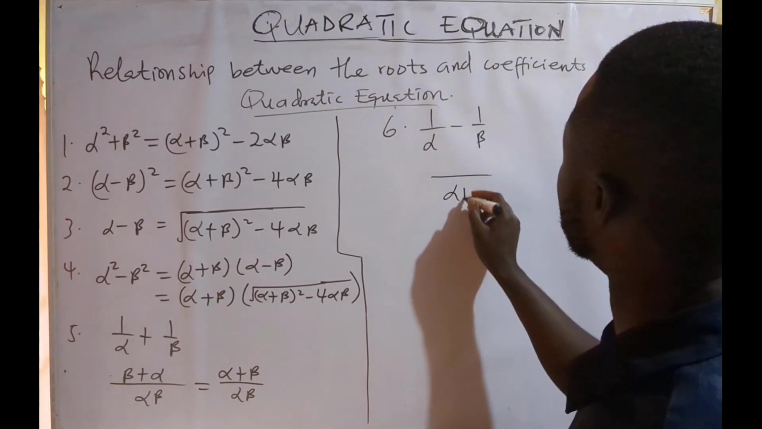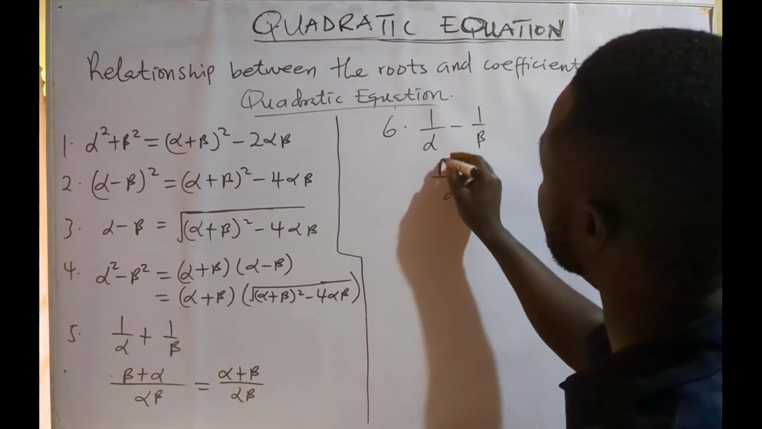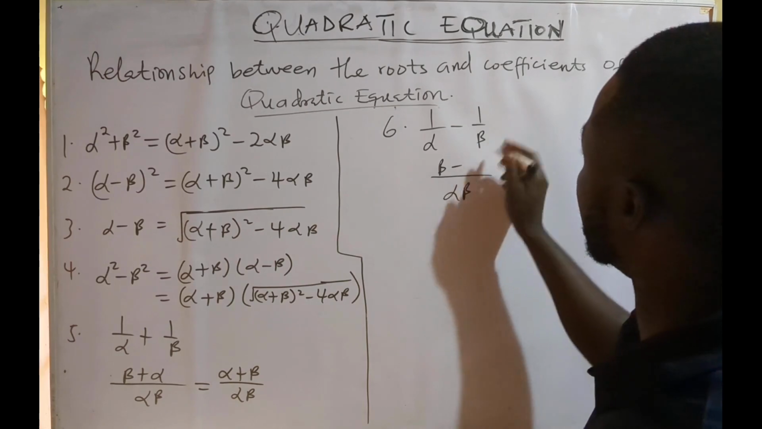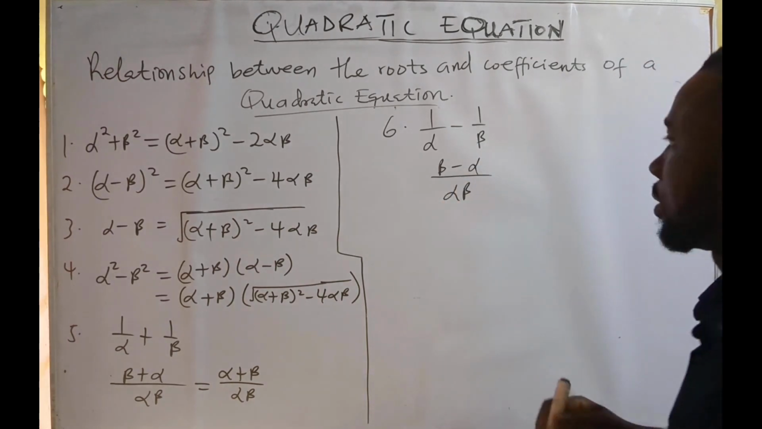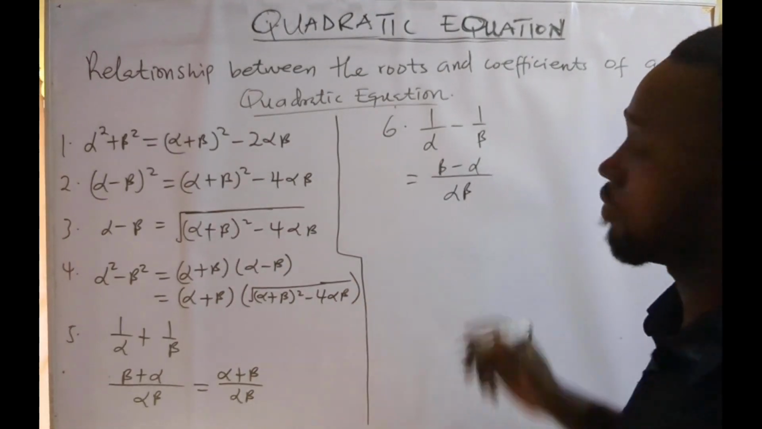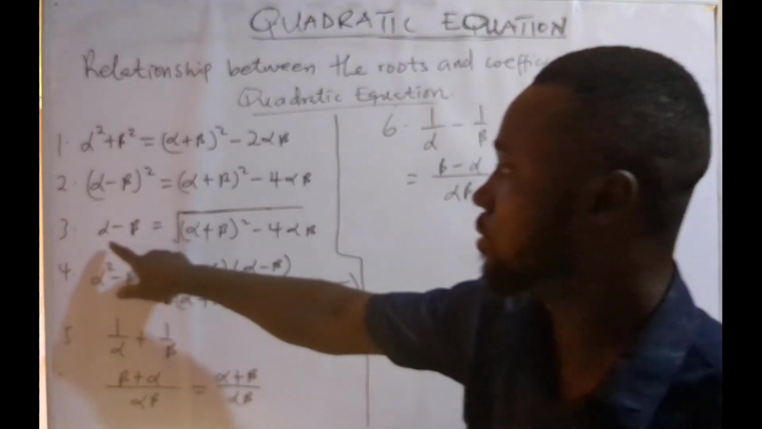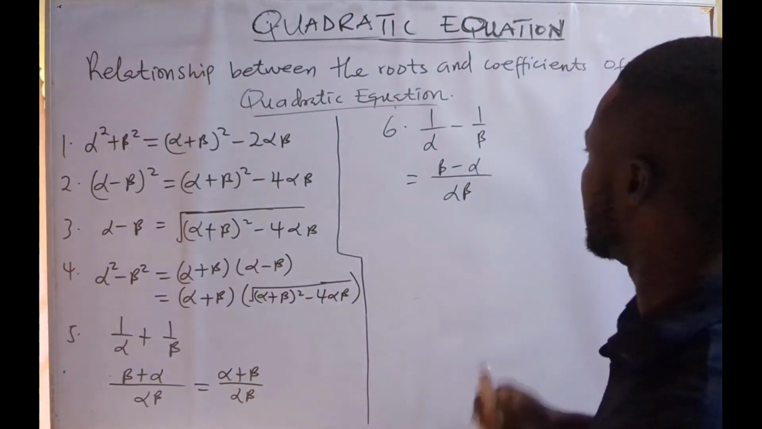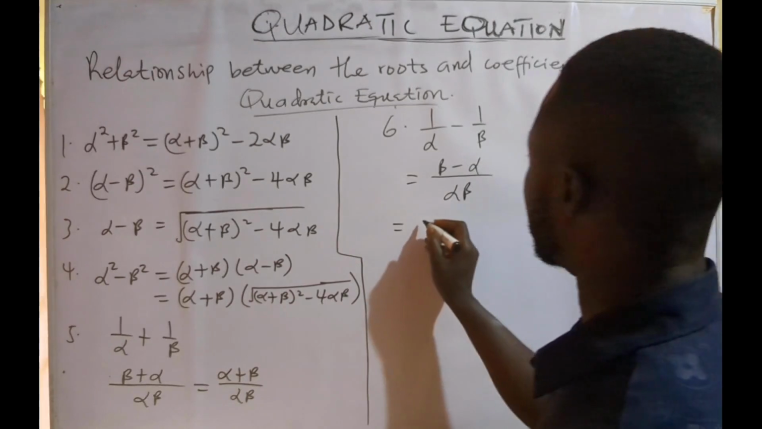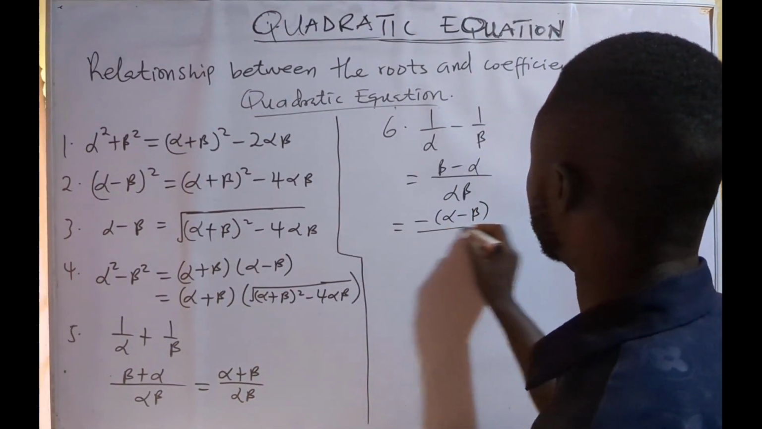So we have alpha beta here. Alpha will go here 1, and the remaining beta times 1. So beta minus, beta will go here 1, remaining alpha times 1. That is alpha. Okay, so we have here beta minus alpha, and then alpha beta. But you can see that we don't have beta minus alpha here. What we have here is alpha minus beta. So what we have to do is to make this one alpha minus beta. So we bring minus out so that it can be written as this.